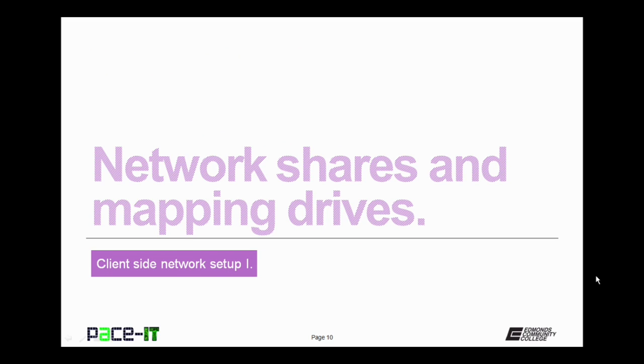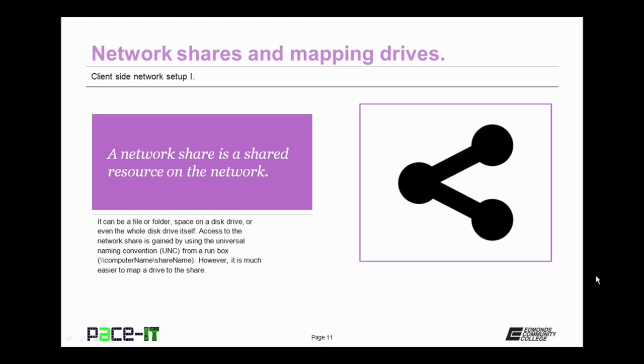Now let's talk about network shares and mapping drives. A network share is any shared resource on the network. It can be as simple as a file or folder. It can be space on a disk drive or even a whole disk drive itself. Now, access to network shares is gained by using the Universal Naming Convention, UNC, from a run box. The standard format is \\computer_name\share_name.